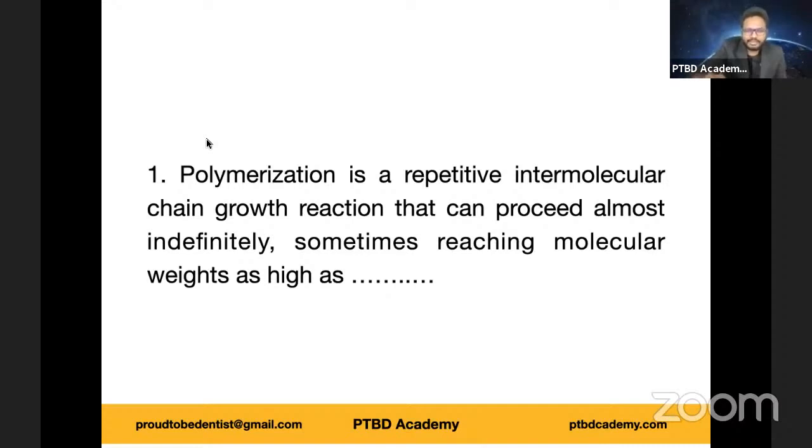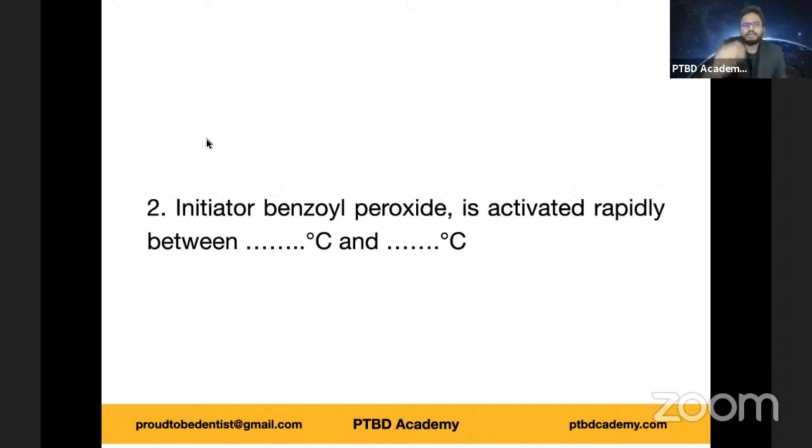Now let's move on to the second blank. Initiator benzoyl peroxide is activated rapidly between what temperature range? I'm sure you've heard of the initiator benzoyl peroxide, which is used in the polymerization process. So this is activated between which temperatures? Can you give me a temperature range? You can see it's in degrees centigrade. Just give me a temperature range. Benzoyl peroxide activated rapidly between... And those who answer it right, you'll be given plus 10 or else 0.